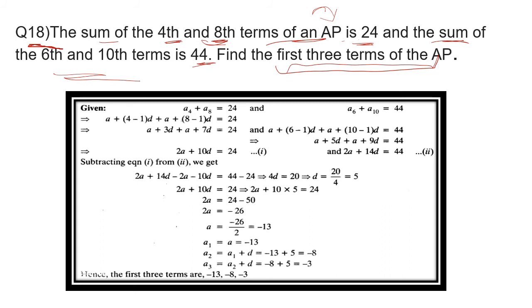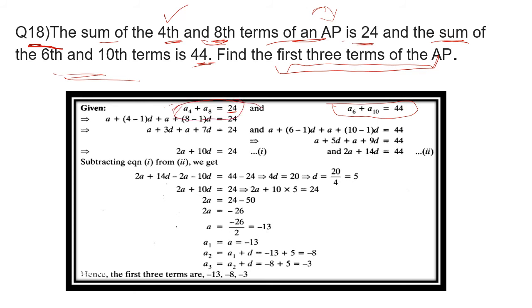How are you going to find out the 3 terms of an AP? An AP can only be found if A and D are given to you. If A and D are given, then you can easily find out the AP. So we don't know A and D here. How will you find out? By using the given information. It says that A4 plus A8 is equal to 24, and A6 plus A10 is equal to 44. These are the given information here.